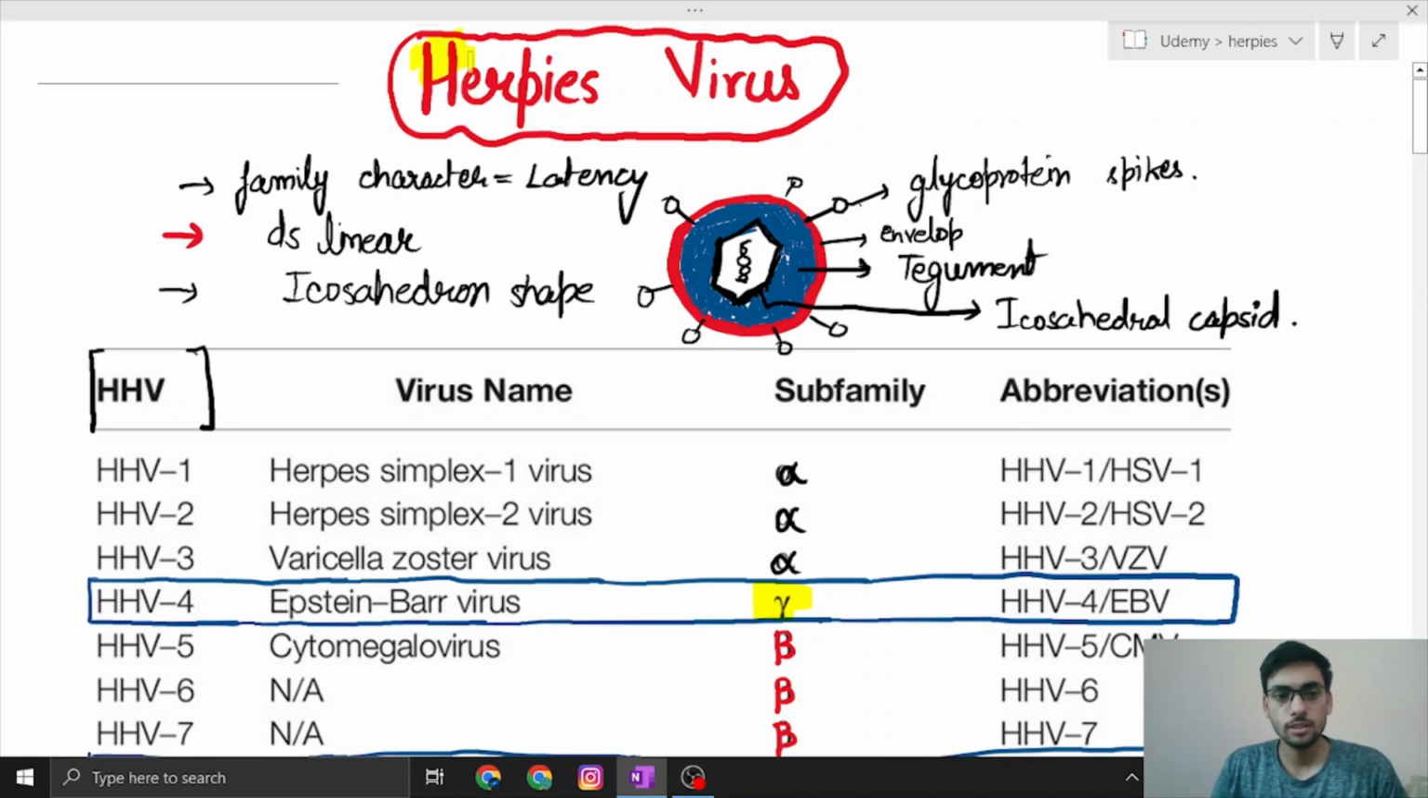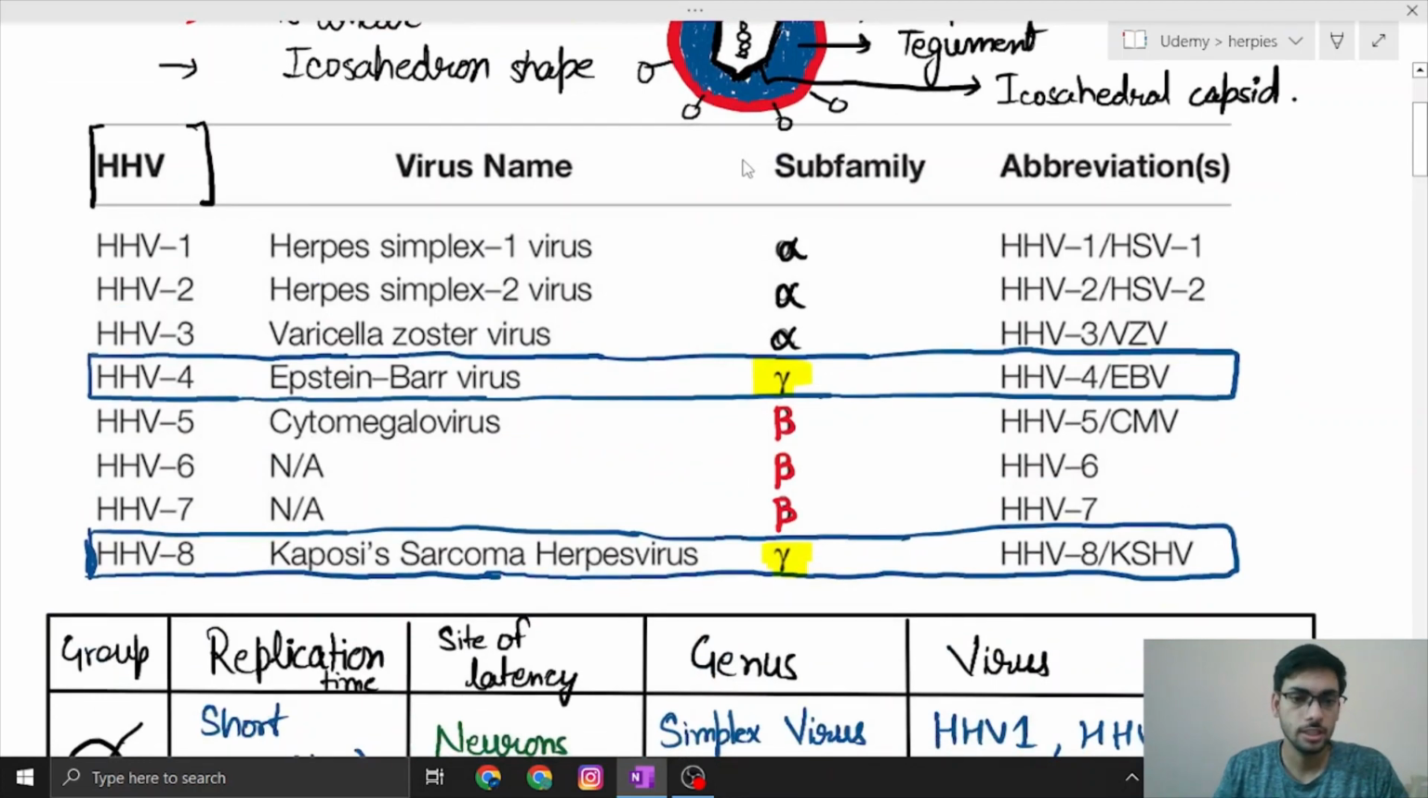In this class we are going to study about herpes viruses. Herpes viruses actually contain many viruses in them. As you can see, if you divide them according to type, these are 1, 2, 3, 4, 5, 6, 7, and 8, right? And in one class it may contain one or more viruses in itself.